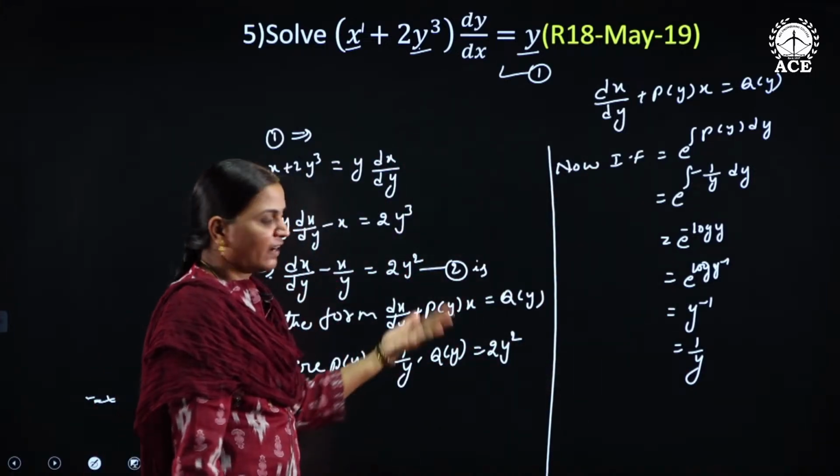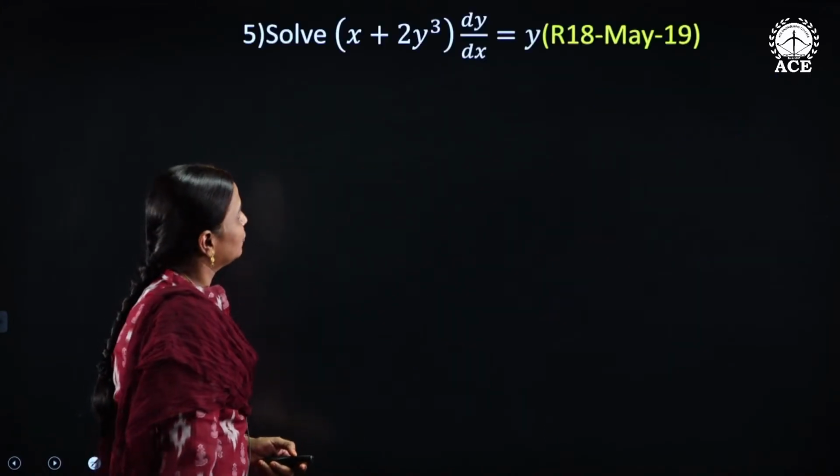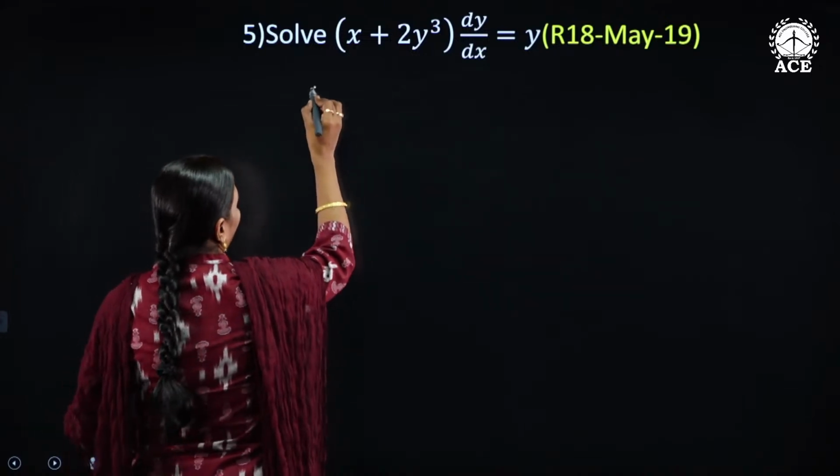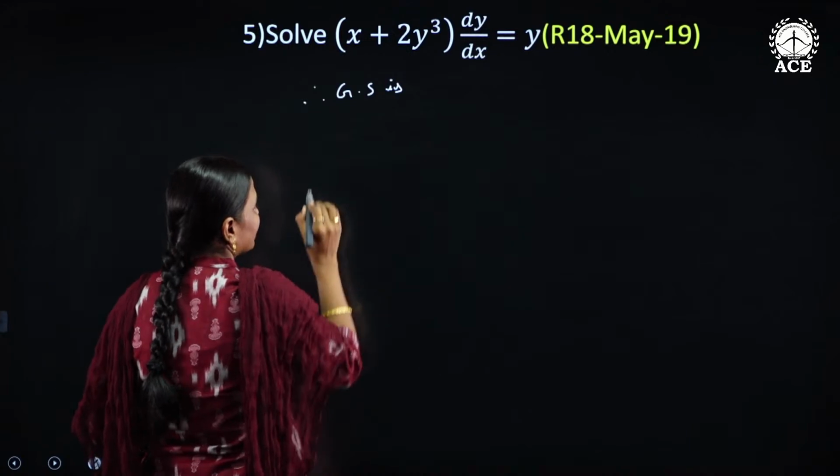So, after finding the integrating factor, how to write the general solution? Therefore, the general solution is... what is the general solution?